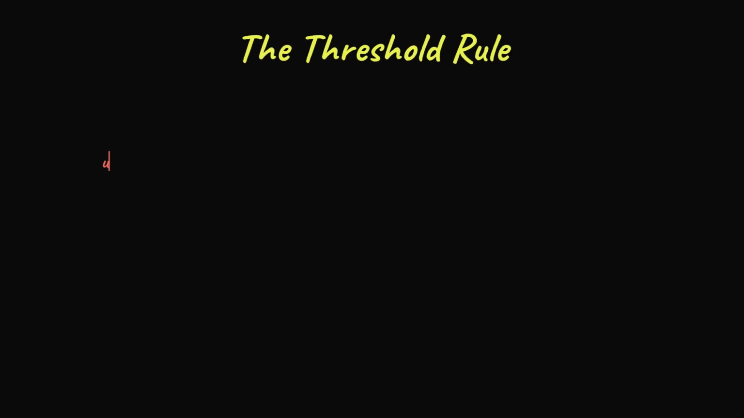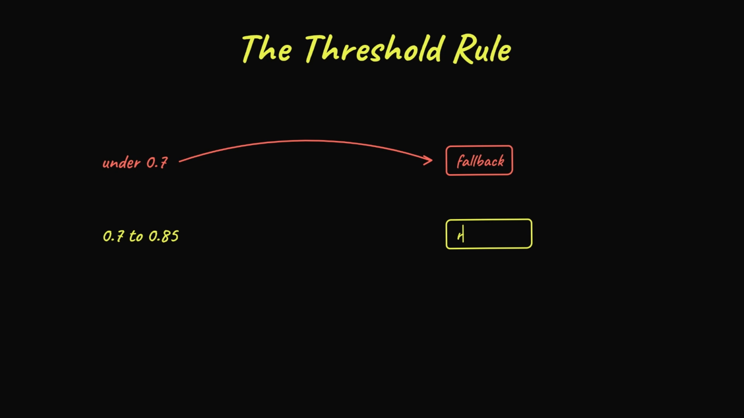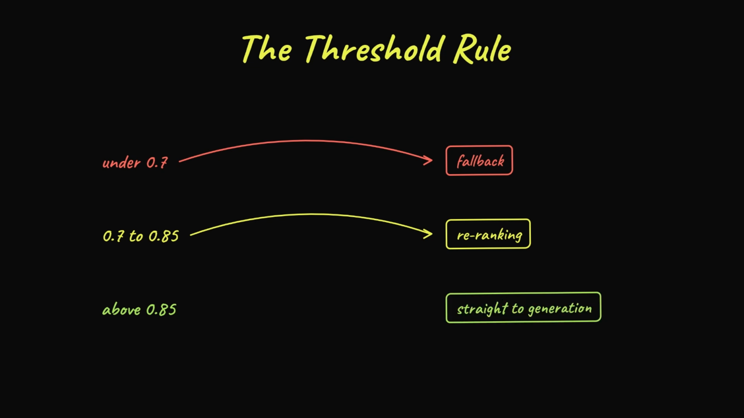Next to the scoring box, I add a small note with the actual rule. Something like, if the top similarity score is under 0.7, send it to the fallback. Between 0.7 and 0.85, run it through re-ranking. Above 0.85, move straight to generation.